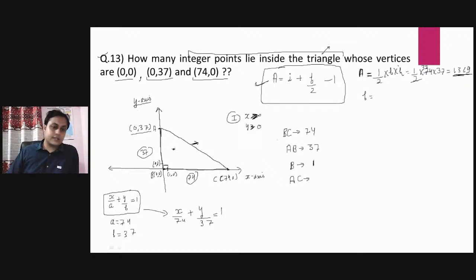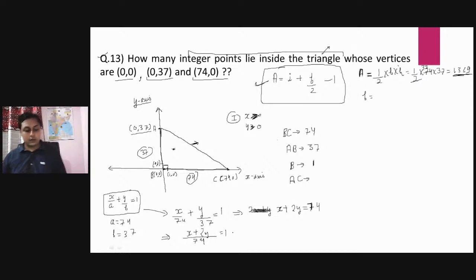Take 74 as the LCM. 74 into 1 is 1, means x. 37 into 2 is 74, so 2y. So x plus 2y equals 74. So guys, it is given that this line AC is in the first quadrant.